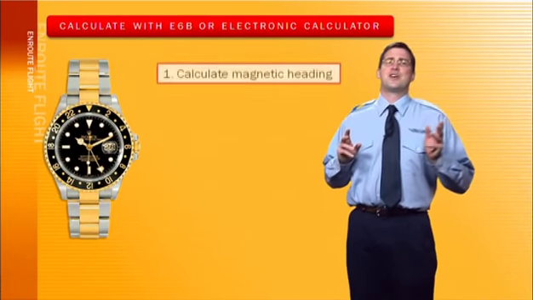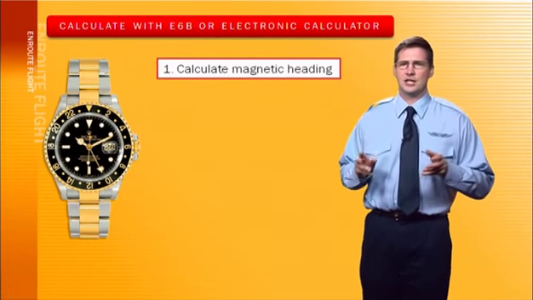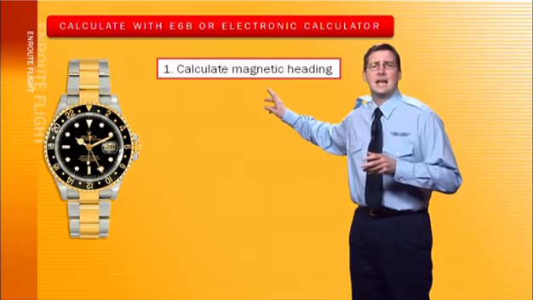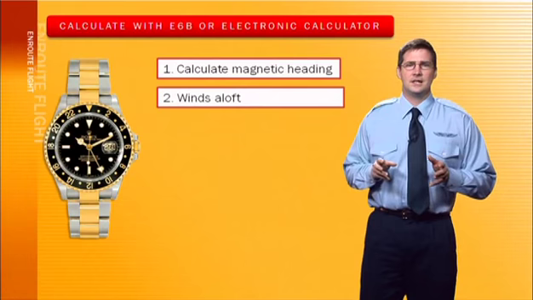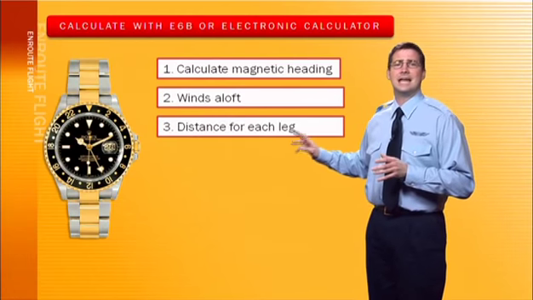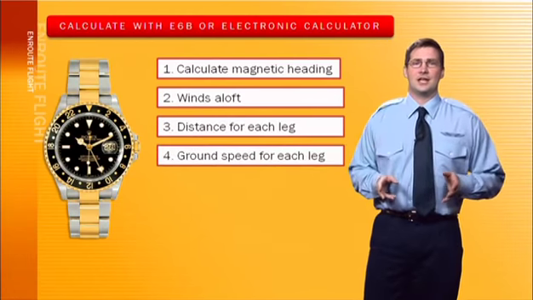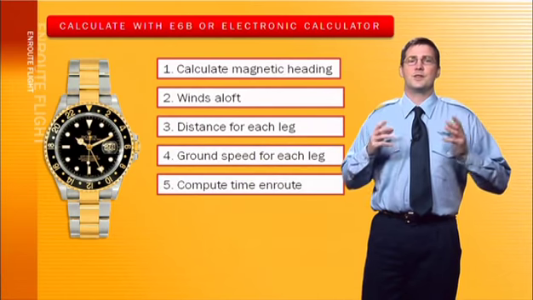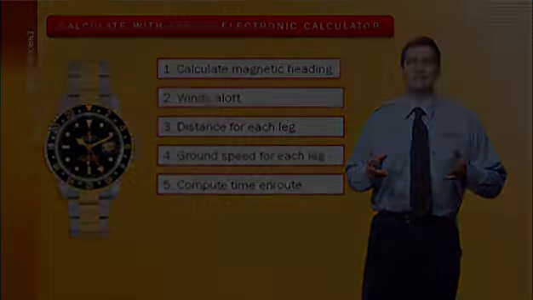There are really 5 variables to consider for these calculations, including calculating the magnetic heading, winds aloft, distance for each leg, ground speed for each leg, and completing the process with computing your time en route. Now, Barry, do you have a rule of thumb for accounting for time differences when flying between time zones? Oh, how I wish I did.